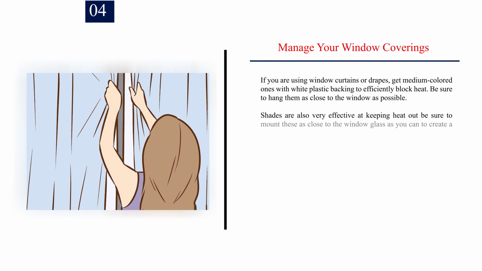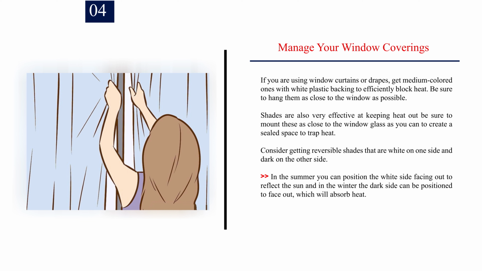Number 4. Manage your window coverings. If you are using window curtains or drapes, get medium-colored ones with white plastic backing to efficiently block heat. Be sure to hang them as close to the window as possible. Shades are also very effective at keeping heat out. Be sure to mount these as close to the window glass as you can to create a sealed space to trap heat. Consider getting reversible shades that are white on one side and dark on the other side. In the summer you can position the white side facing out to reflect the sun, and in the winter the dark side can be positioned to face out, which will absorb heat.